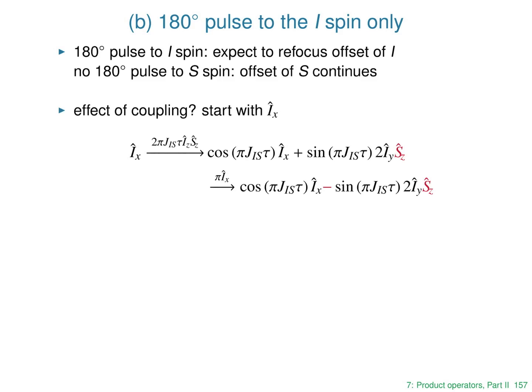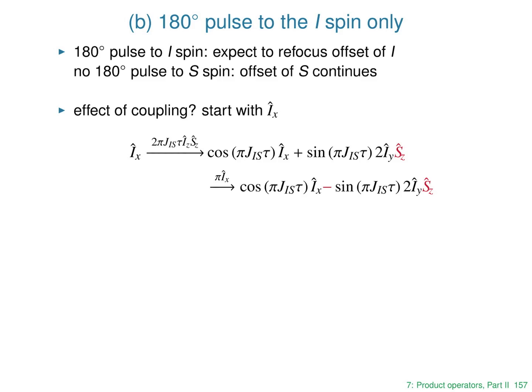So we'll do exactly what we did before. We'll start with IX, but I'm going to use the IS notation because it's heteronuclear. So IX, in-phase magnetization on the I spin, experiences a coupling for a time tau, and that gives me in-phase on X and anti-phase along Y.